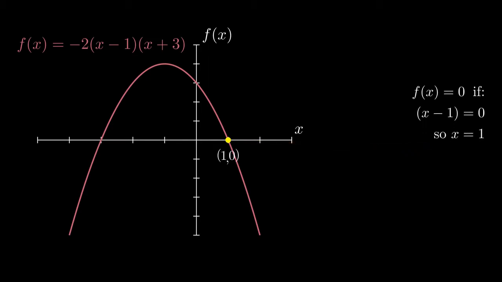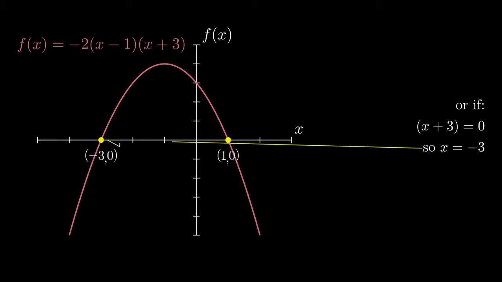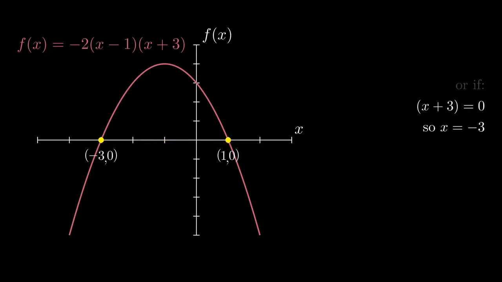All right, we do the same thing here with the second factor, x plus 3. If that's 0, then the function is equal to 0. How do we make it 0? If x is -3. There it is, the other root. Okay, so x is 1 and x is -3. Those are the x-coordinates of the x-intercepts.